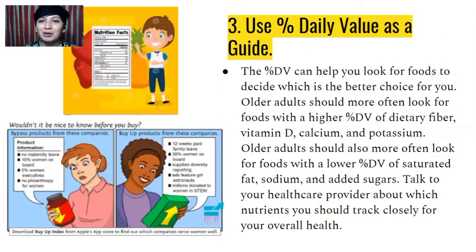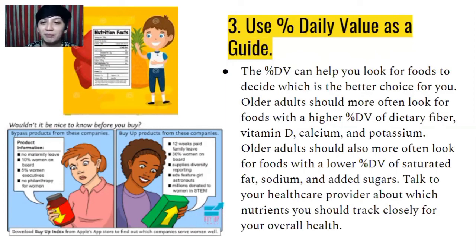Number three, the use of percent daily value as a guide. The percentage daily value can help you look at foods to decide which is a better choice for you. Older adults should more often look for foods with a higher percentage daily value of dietary fiber, because they are now at the age where their metabolism is going down. Meaning, metabolism, yung pagtunaw nila ng pagkain, bumababa na. So the tendency is, the older you get, the more fiber you should take in. Okay? Vitamin D, yan. Calcium and potassium.